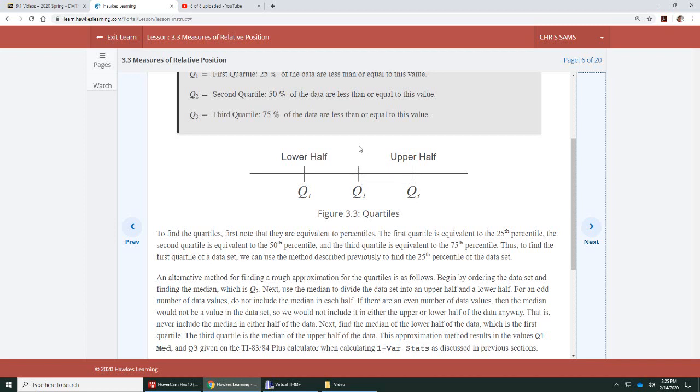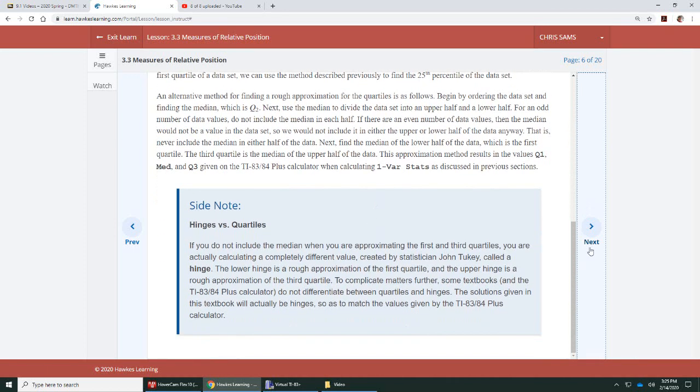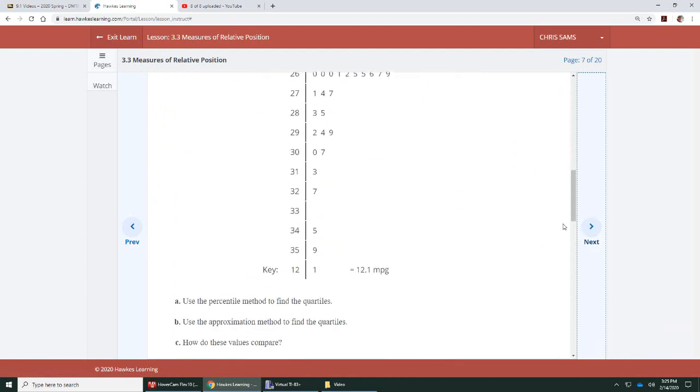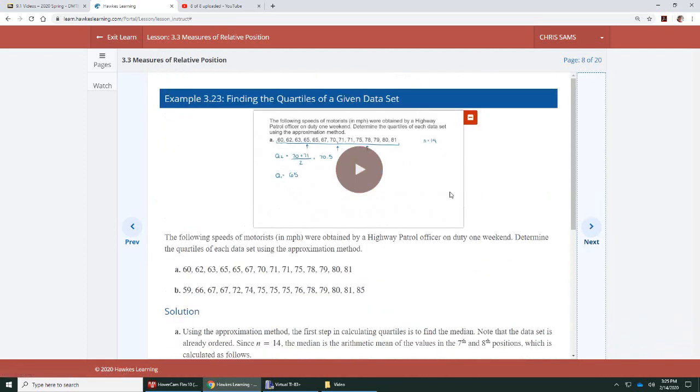I believe you do not use the median, no matter what, whether it's in your data set or not. So your median will cut it in half, and then you find the median of the first half, which is Q1, and the median of the second half, that's Q3, and that gives you your quartiles. However, we're going to do it in the calculator. It's easy enough to do by hand. So they're just showing you some examples.